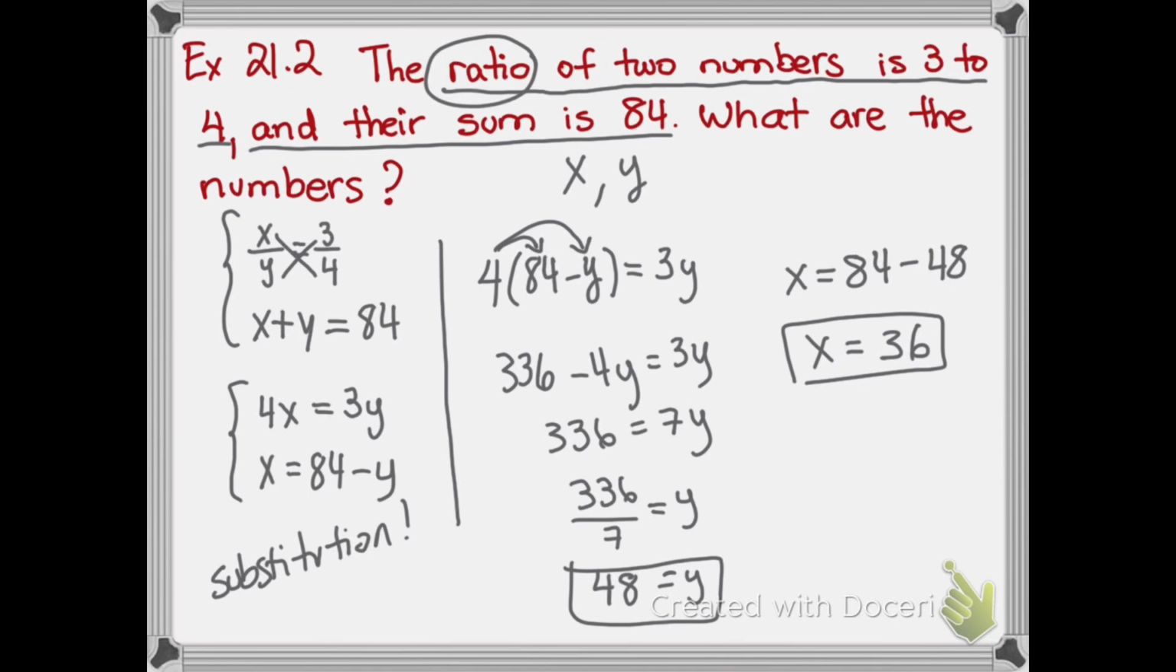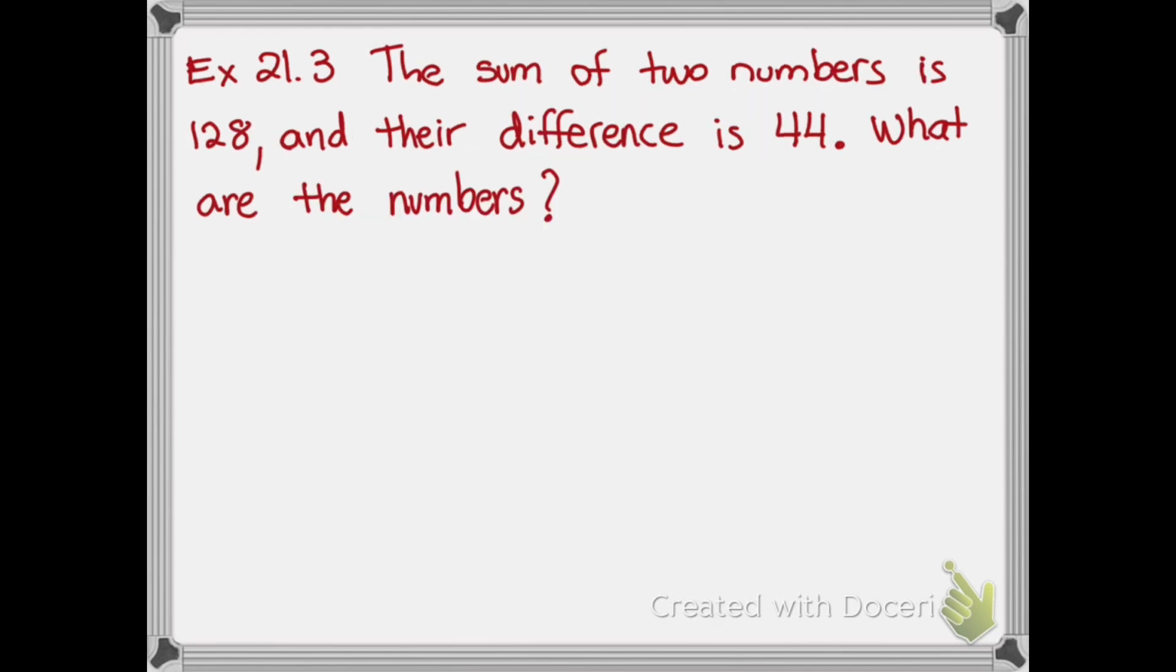So remember, when you have this word ratio, you have to write x over y and then the ratio that they give you so that you can cross multiply and solve the system of equations. Let's look at this next one. It says the sum of two numbers is 128 and their difference is 44. So sum, addition, difference, subtraction.